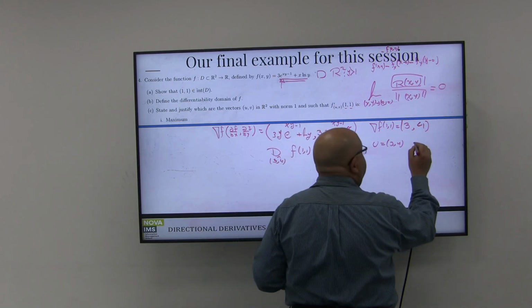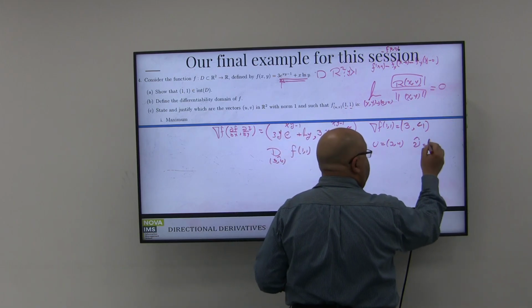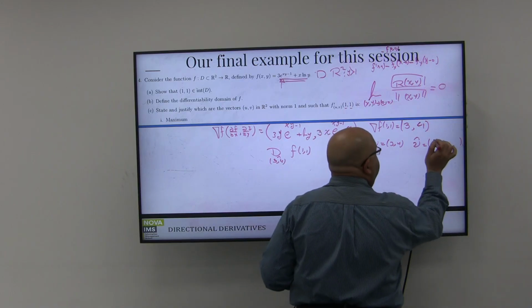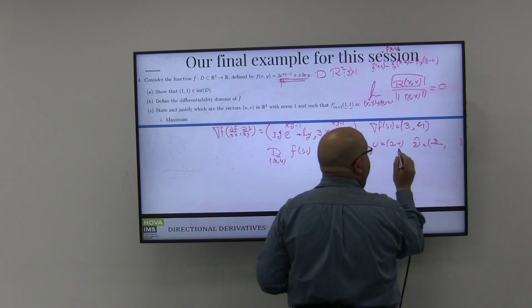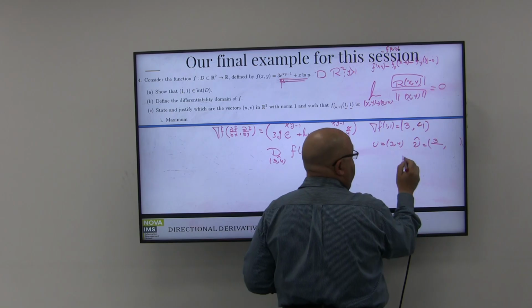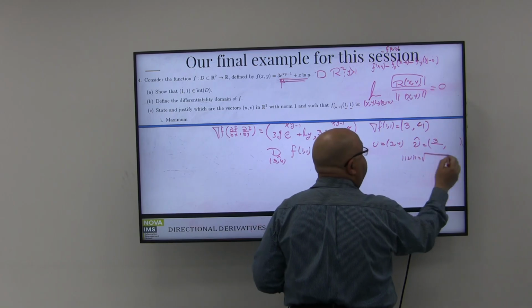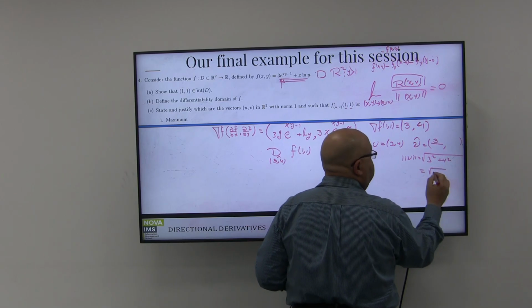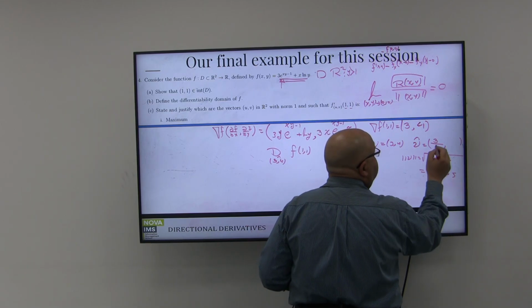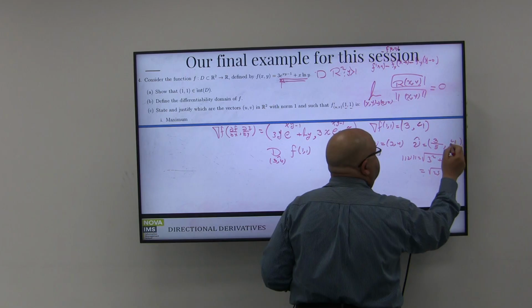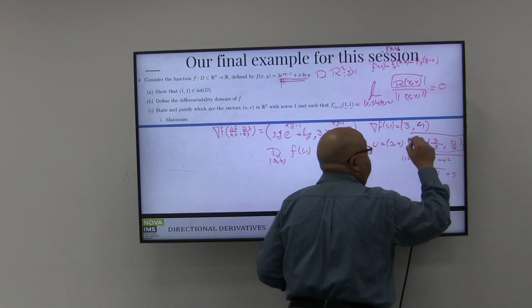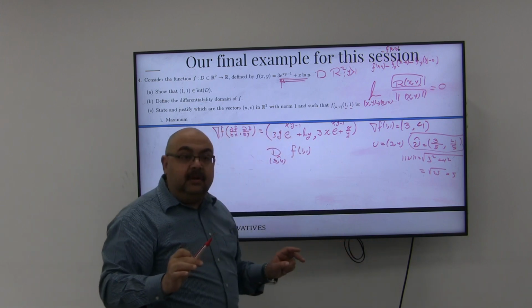So u as a unit vector is going to be 3 divided by the norm of v, which is simply the square root of 3 to the power of 2 plus 4 to the power of 2, which is the root of 25, which is 5. So it's going to be 3 over 5 and 4 over 5. Now I have a unit vector, as you can see.